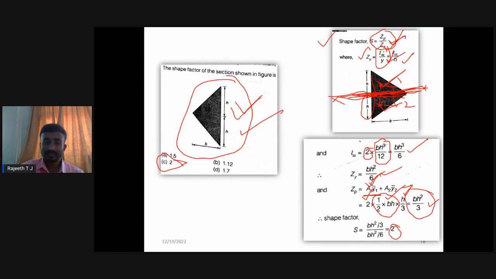In Zy, again we have the formula: the elastic modulus is the moment of inertia divided by the extreme fiber distance. Whereas in the case of plastic section modulus, we take half area into y1 bar and half area into y2 bar. So this is the procedure to calculate the shape factor. This is a very, very important concept. They will frequently ask a 1 or 2 marks question from this concept.